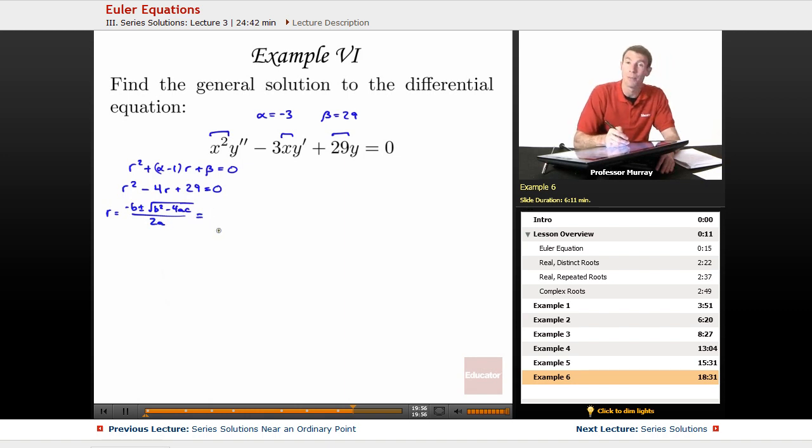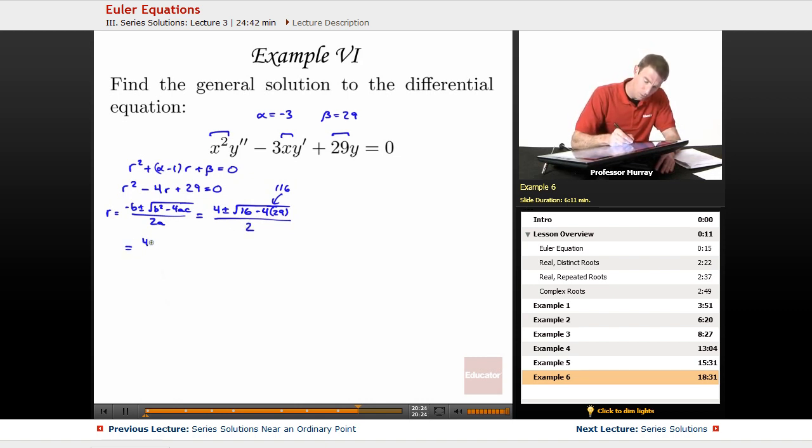And in this case, our b is negative 4. So negative b is positive 4, plus or minus. Now b squared is 16. And 4ac is 4 times 1 times 29, which is 116. And that's all divided by 2a, but a is just 1, so that's 2.